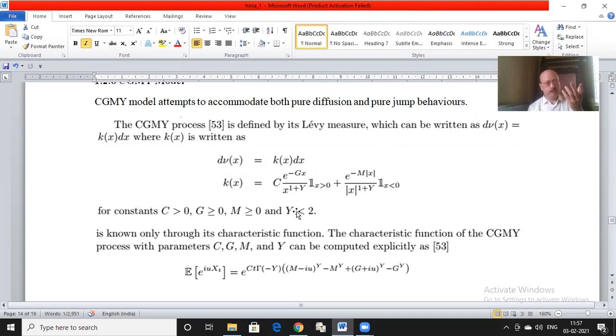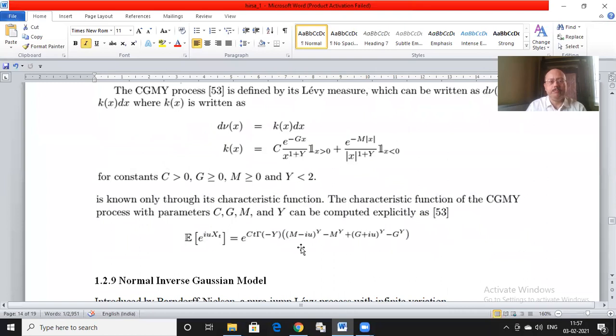It accommodates both, as we claim, both pure diffusion and pure jump. But the explicit generating equation is very hard to derive, and CGMY is known only through its characteristic function. So this is where implicit formulations start coming up. The CGMY model, we only know through its characteristic function, and that characteristic function, of course, is computed explicitly in this form. So this is the form of the CGMY characteristic function.